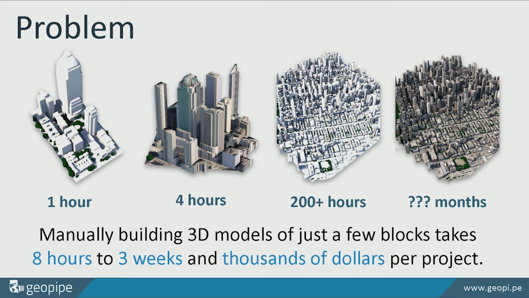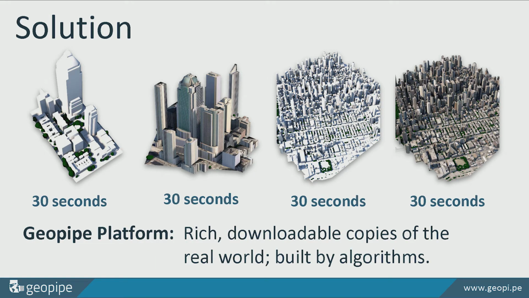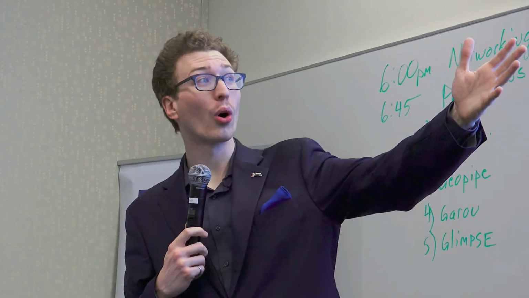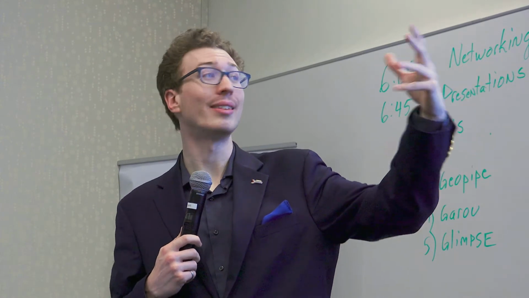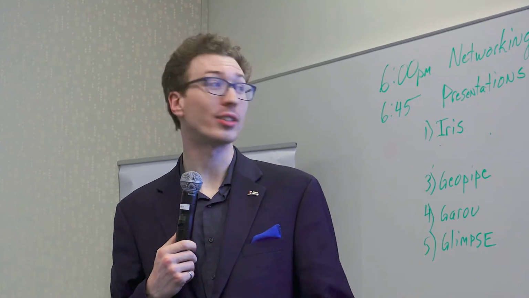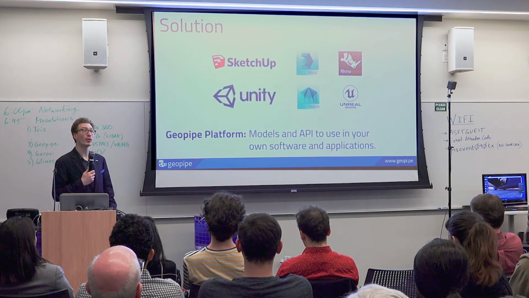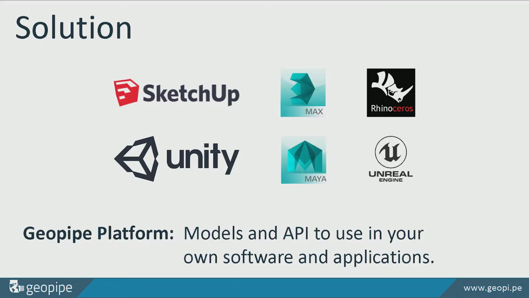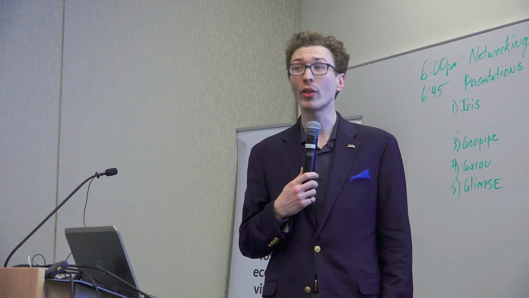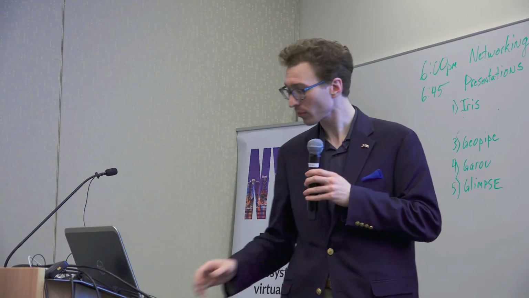GeoPipe solves this by automatically generating 3D models, whether you want just a plain white model of a single block or a masked, textured, detailed model of an entire neighborhood in 30 seconds. We build these models by algorithm and produce them in industry standard formats so you can immediately use our models within your existing software. Whether you're doing interactive experiences with Unity or the Unreal Engine, whether you need to create beautiful visualizations with something like 3ds Max or Maya, or whether you want to do design with something like SketchUp.